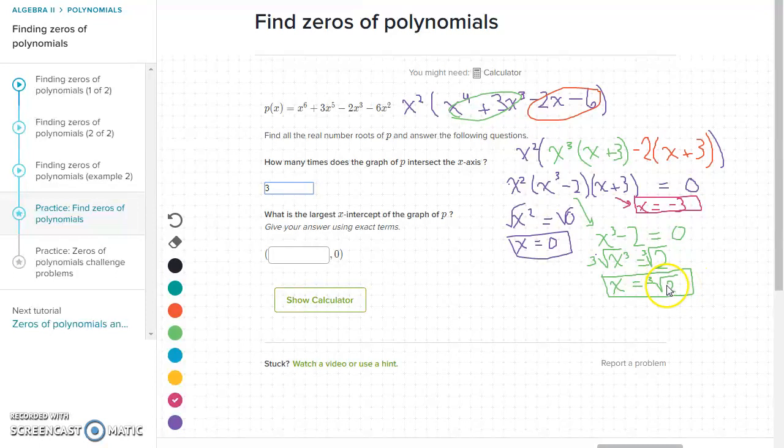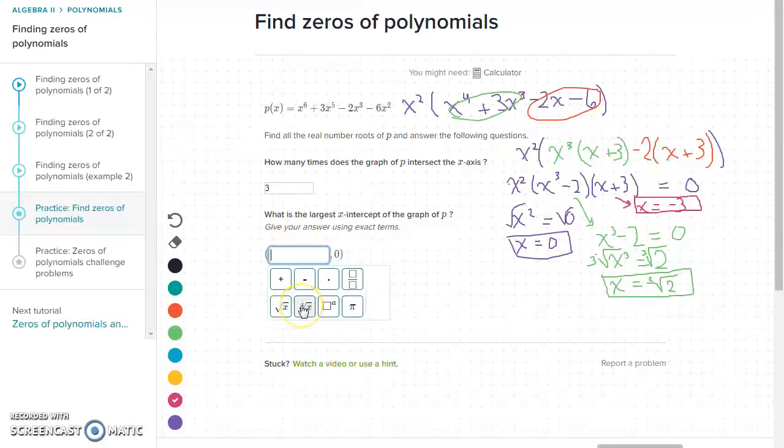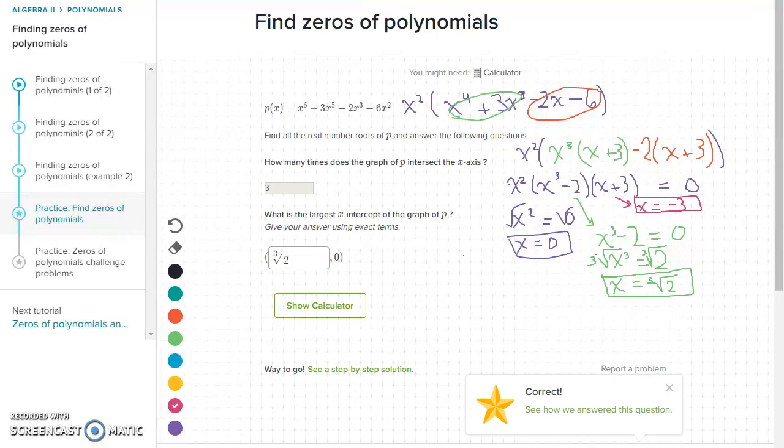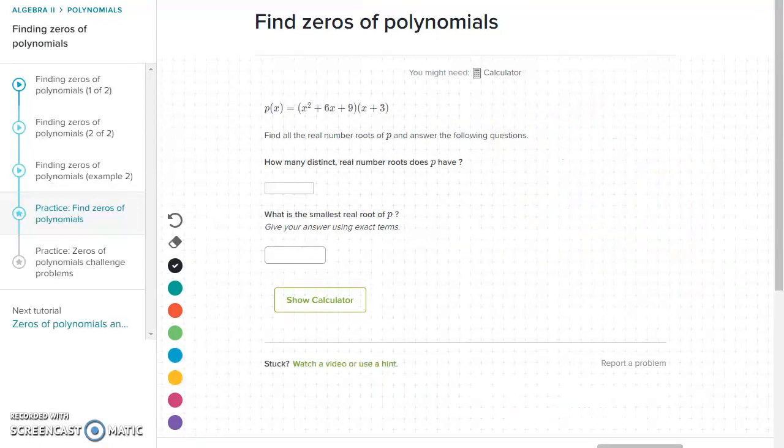So we know that this answer, x equals the cube root of 2, is actually the one they want us to give. And don't be freaked out by that. It's totally okay. You're doing it right. So just hit cube root and 2, and you're done. Good job. We can look at another one, just in case people need a little bit of extra help.